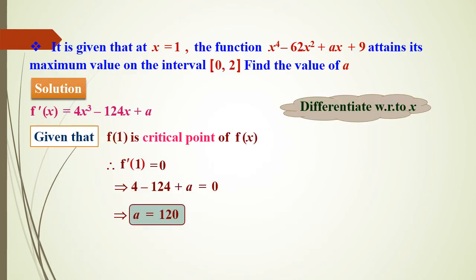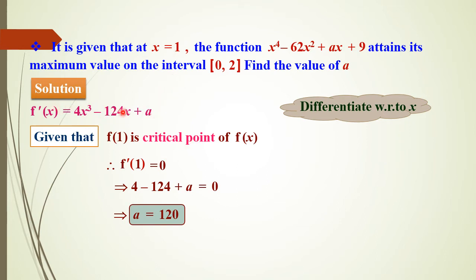Here in this problem we know it very well. Already they have said that the given function attains a minimum value in the interval 0 to 2. But what is the value of a? Here x equal to 1 is given. This value of x is called the critical point.